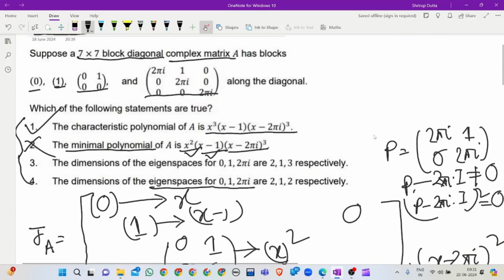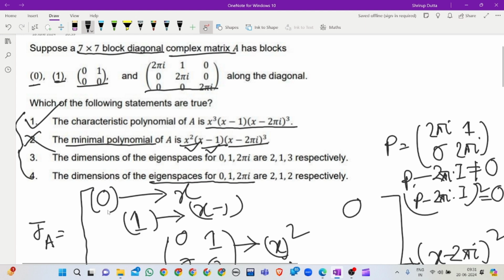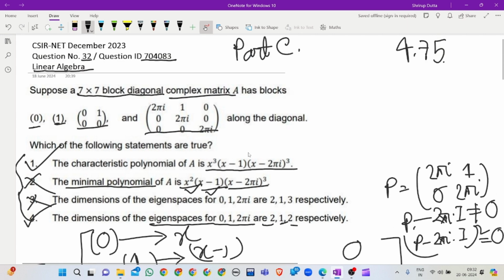In the question it is asked to find the dimension of the eigenspace. Corresponding to 0 we will get 2 eigenvectors, corresponding to 1 we will get 1 eigenvector, and corresponding to 2 pi i we will get 2 eigenvectors. So option 4 is correct and option 3 is incorrect. So you will get 4.75 marks very easily from part C.